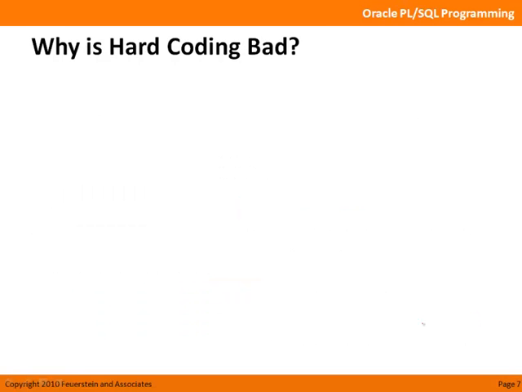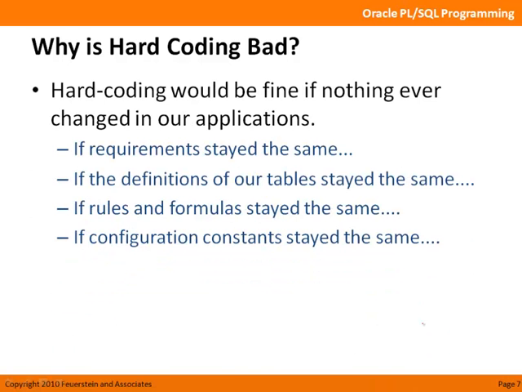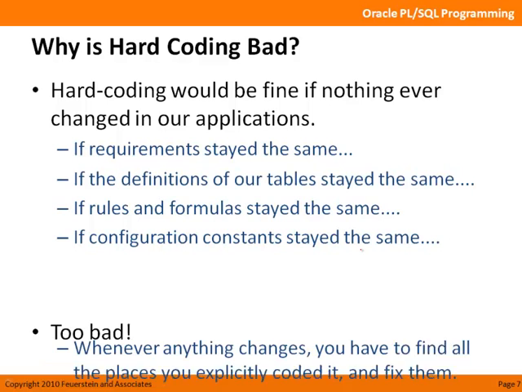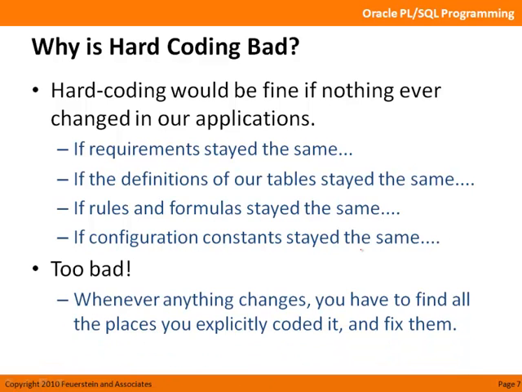So, I guess I've kind of answered why hardcoding is bad. But hard coding would be fine, no problem. Do it all you want if nothing ever changed in our applications, if requirements stayed the same, if the definitions of our tables stayed the same, if our business rules and formulas stayed the same, if our constants for configuration elements of our application stayed the same, then fine. Make multiple copies, make multiple references to the specific value over and over again. Who cares? The problem is that everything is going to change in our application.